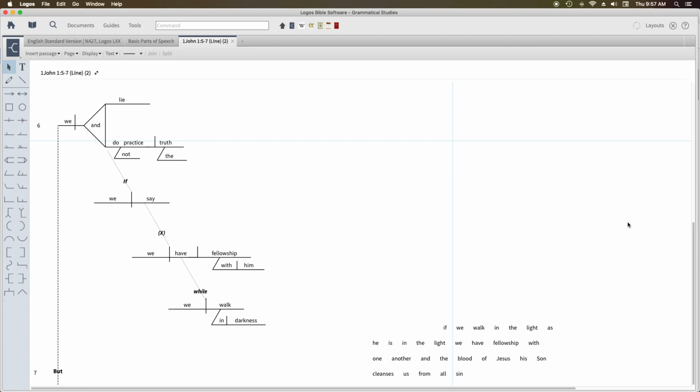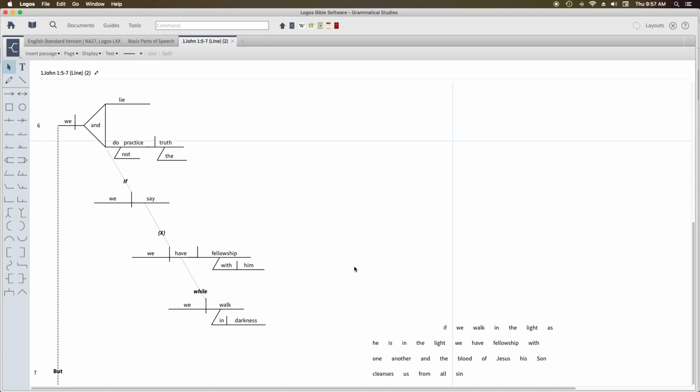So let's think about this for a minute. Remember we said the conditionals are divided into two parts. You have your protasis and your apodosis. The protasis is the condition, while the apodosis is the result of the condition being met or not being met. So in this case, the if we say we have fellowship with him while we walk in the darkness, then the apodosis, we lie and do not do the truth, is the result of that. And so the apodosis is usually the head phrase.